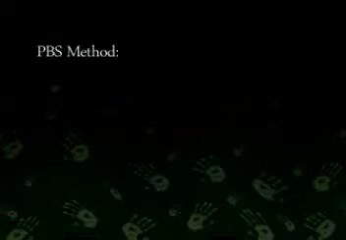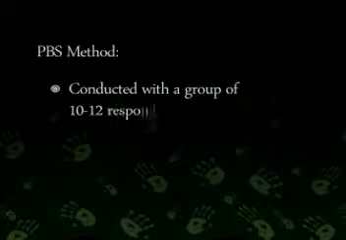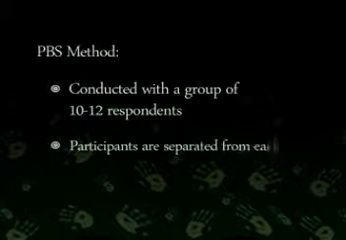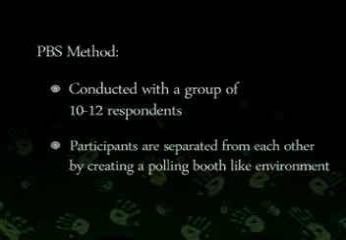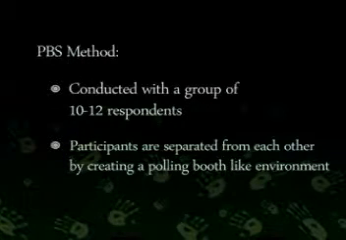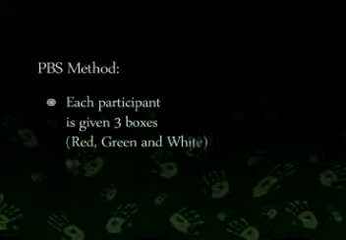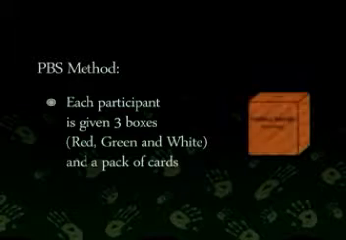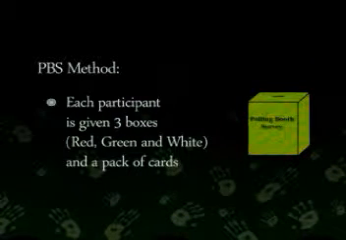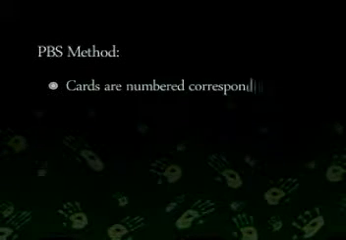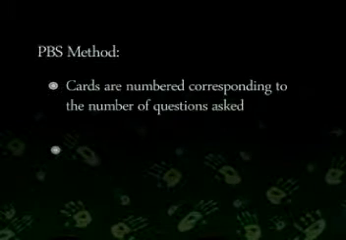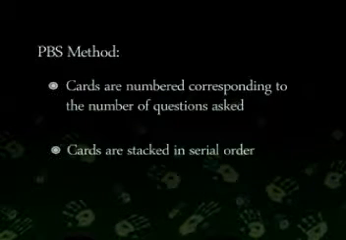A polling booth survey is conducted with a group of 10 to 12 respondents. Participants are separated from each other in a polling booth environment. Each participant is given 3 boxes, red, green and white, and a pack of cards. The cards are numbered corresponding to the number of questions asked. The cards are stacked in serial order.